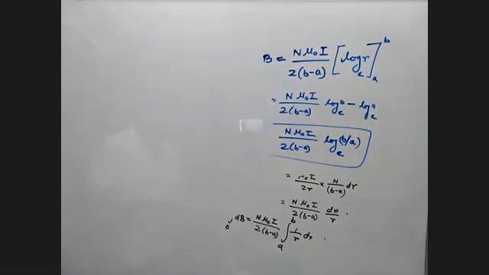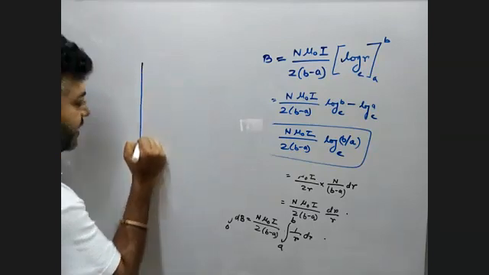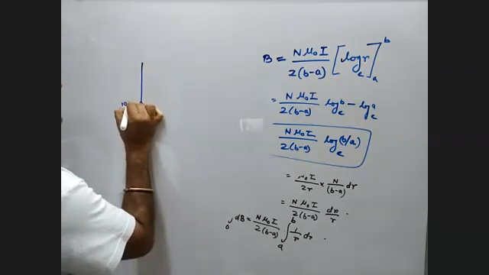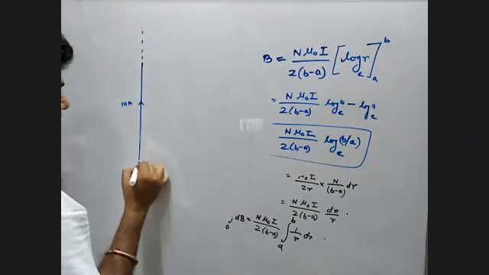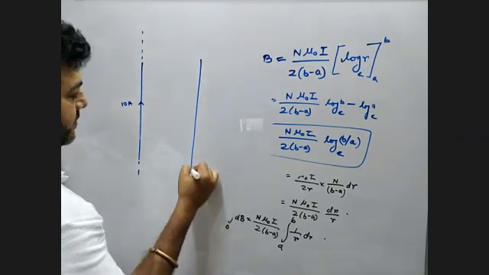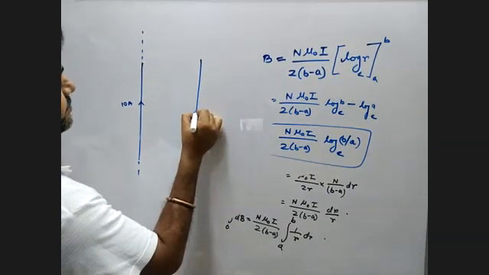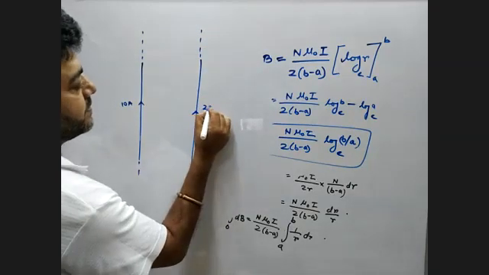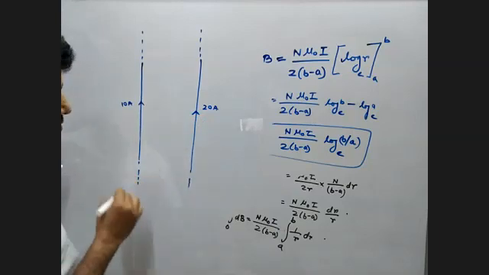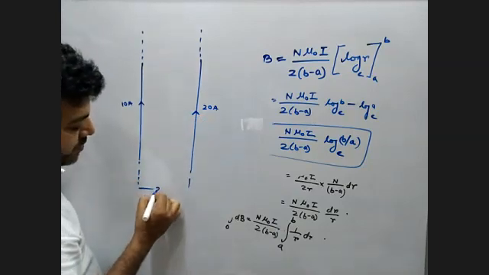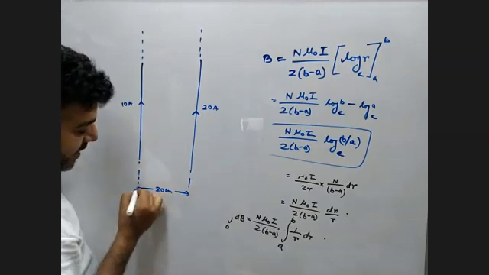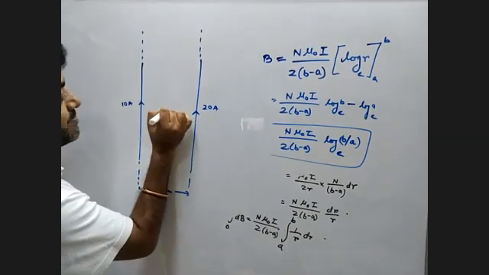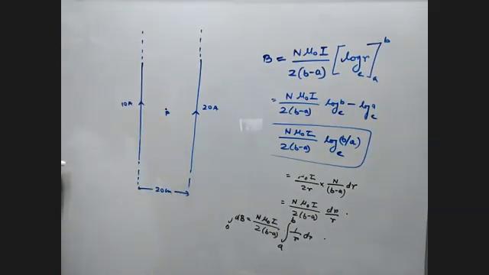The last question is: suppose the examiner gives you two wires, same as the previous one, 10 ampere and 20 ampere, and suppose this distance is 20 centimeter. Now the examiner says at the middle point, see this is not the point where the net magnetic field is zero. Try to understand, this is a little bit different question.